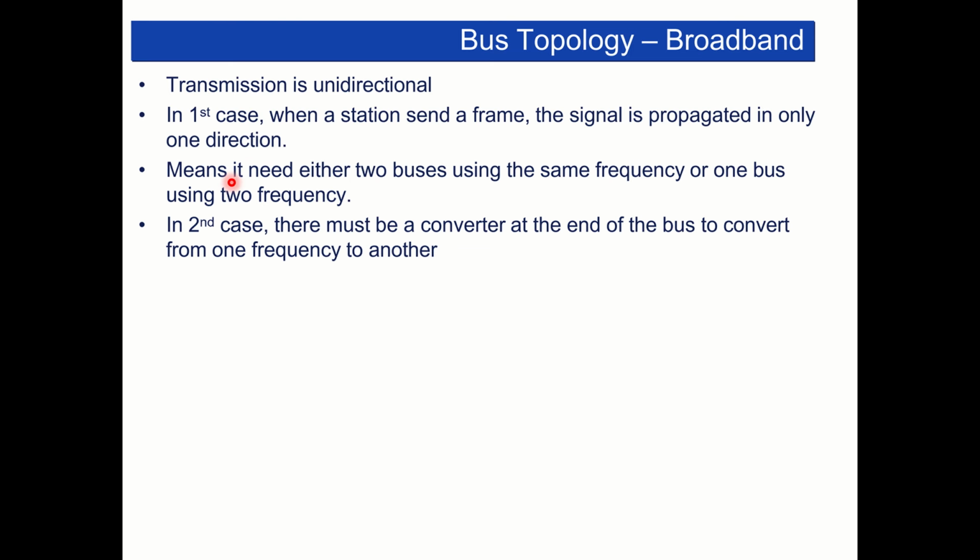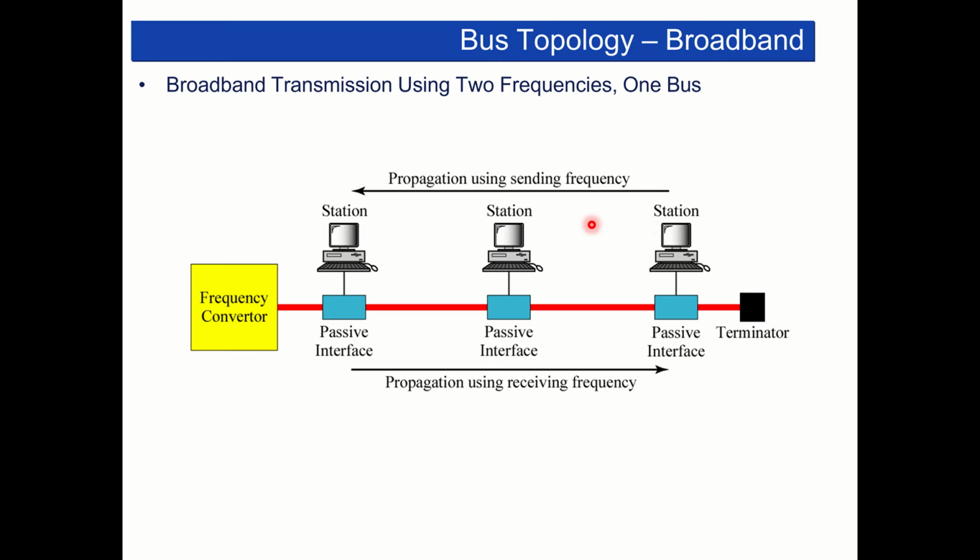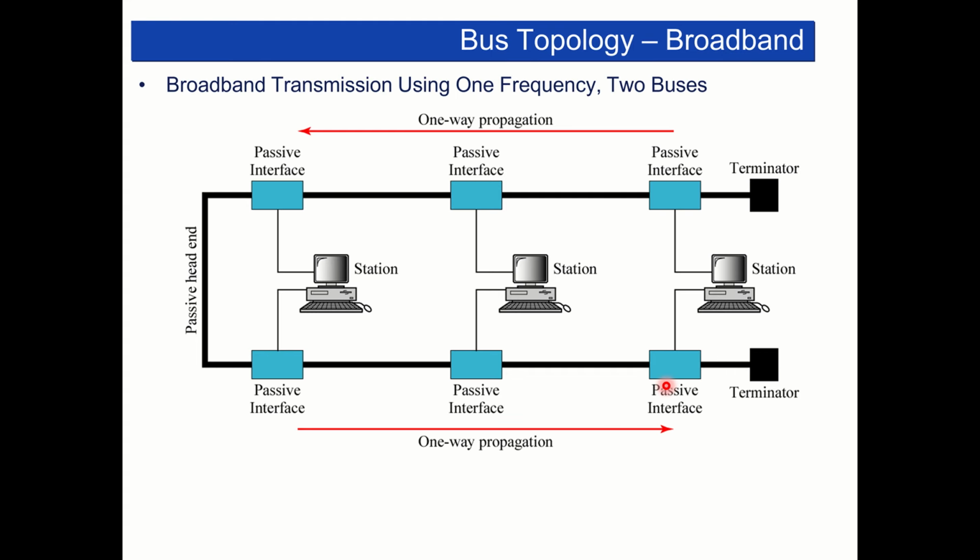And the second case needs either two buses using the same frequency or one bus using two frequencies. Meaning in the second case, there must be a converter at the end of the bus to convert from one frequency to another. If at first the message is propagated in one direction, which is to the left, the frequency converter will reverse the propagation by changing the receiving frequency, so that now there will be two-way propagation.